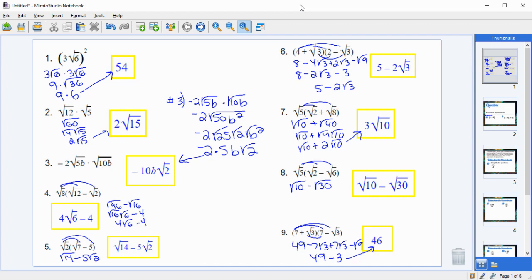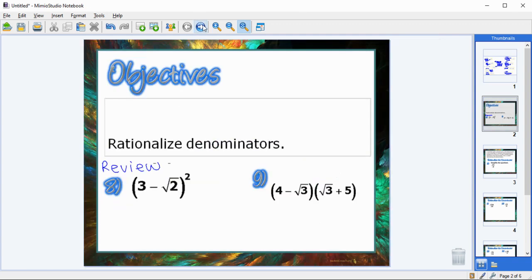Remember, if you need further explanation, please email your teachers. I showed you each step, so pause the video and see where you went wrong. Today, we're going to quickly review yesterday, and then we're going to learn how to rationalize the denominator.